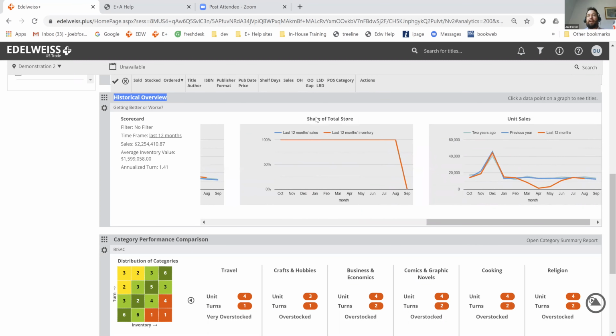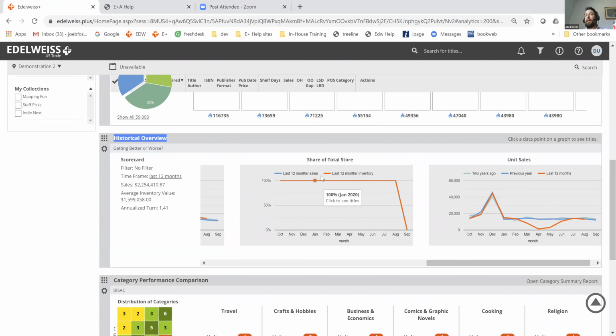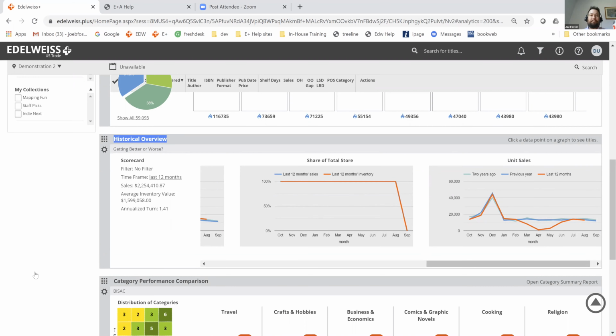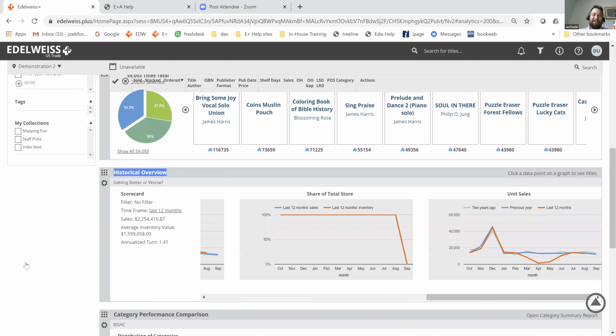We are looking at the entire store, so the share of total store is going to be 0. But if you look at a particular category, like fiction, generally what I see, I'll just look at fiction. I don't have to guess.